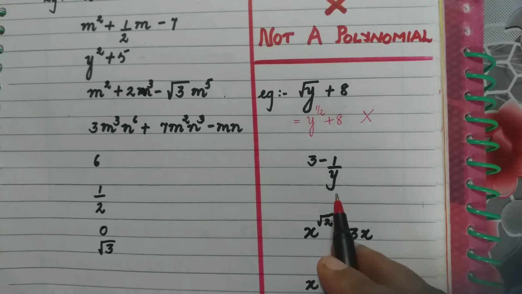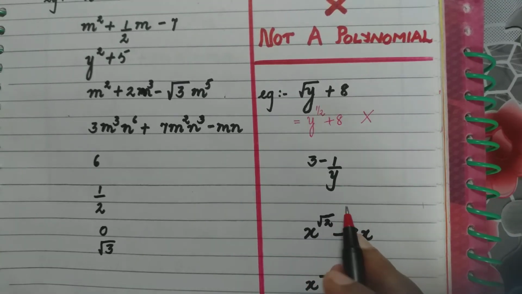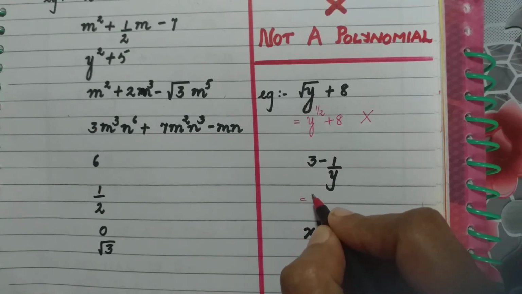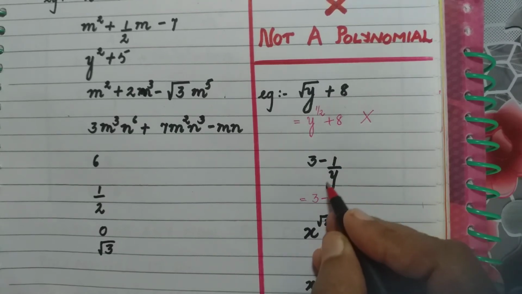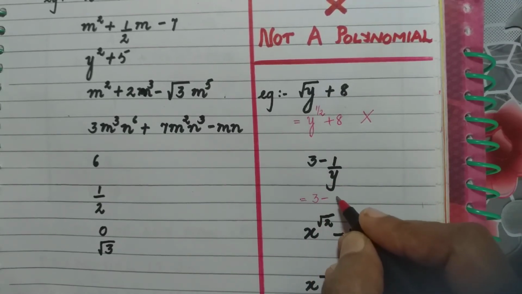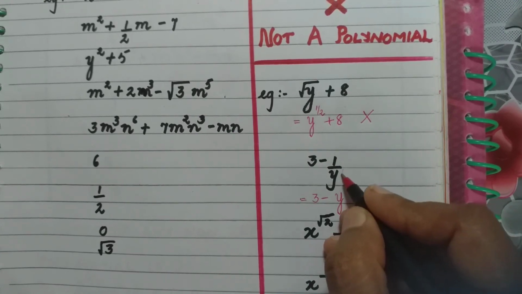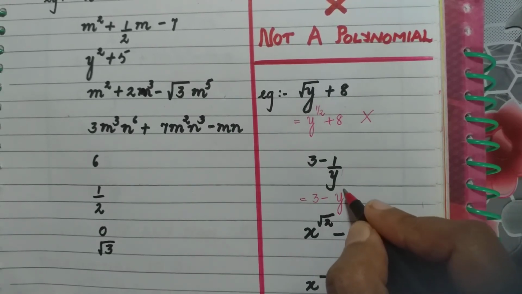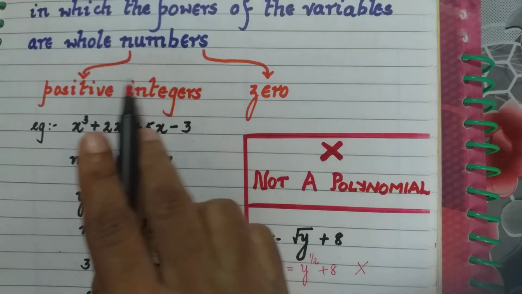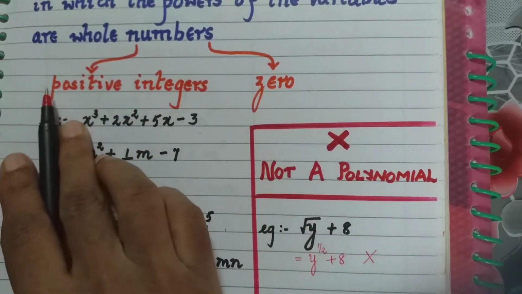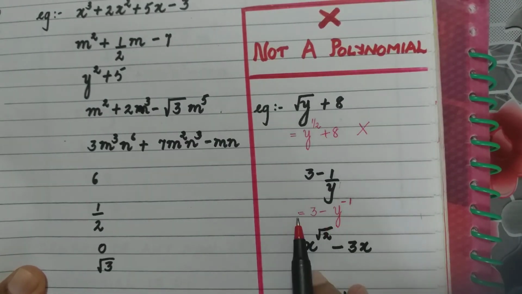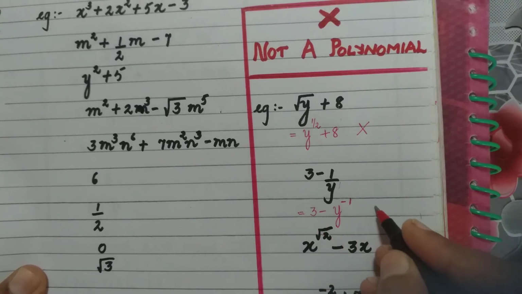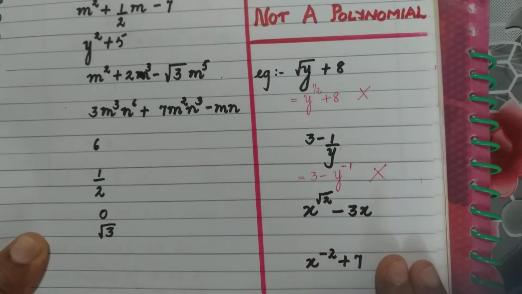What about the next one? 3 minus 1 upon y. Here y is in the denominator. If I take it up to the numerator, what happens? Here it is y raised to 1, and in the numerator it will be y raised to minus 1. But what should be the power of the variable? It should be a positive integer. Here I have minus 1. So can this be a polynomial? No, it cannot be a polynomial.